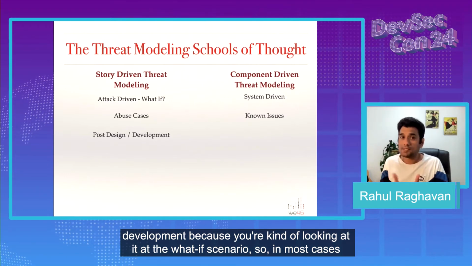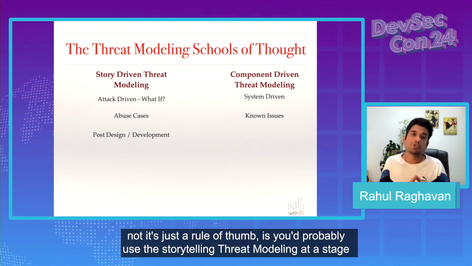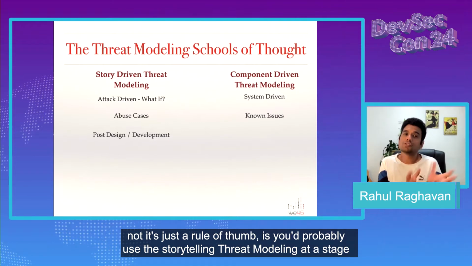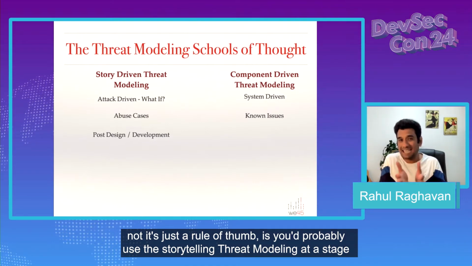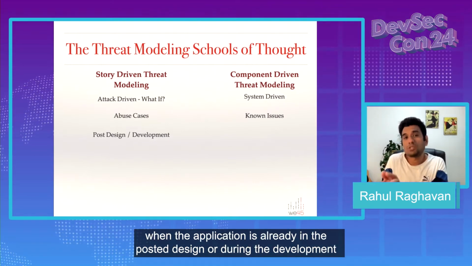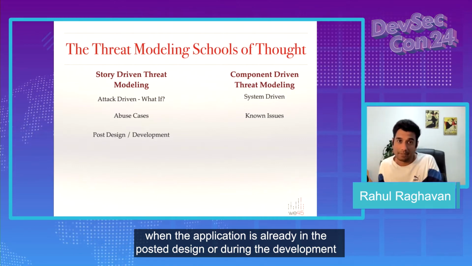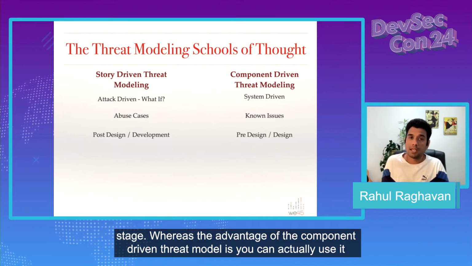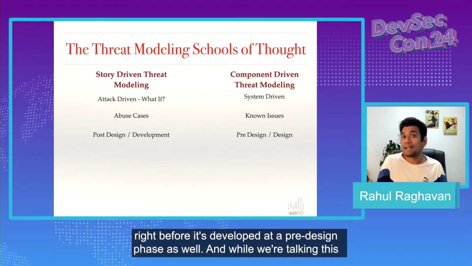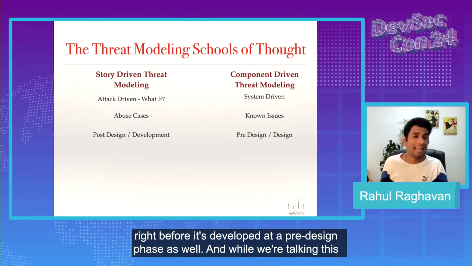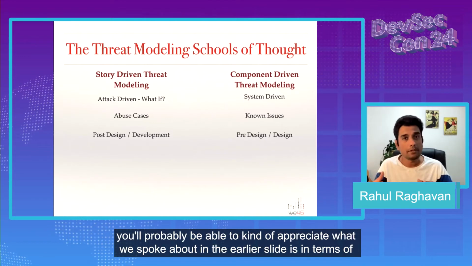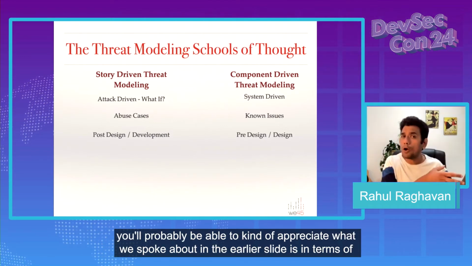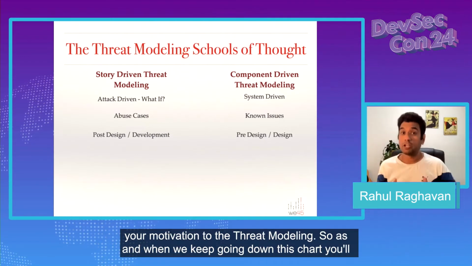So in most cases, as a rule of thumb, you'd probably use story-driven threat modeling at a stage when the application is already in the post-design or development stage. Whereas the advantage of the component-driven threat model is you can actually use it right before it's developed, at a pre-design phase as well. And while we're talking about this, you'll be able to appreciate what we spoke about in the earlier slide in terms of your motivation to do threat modeling.